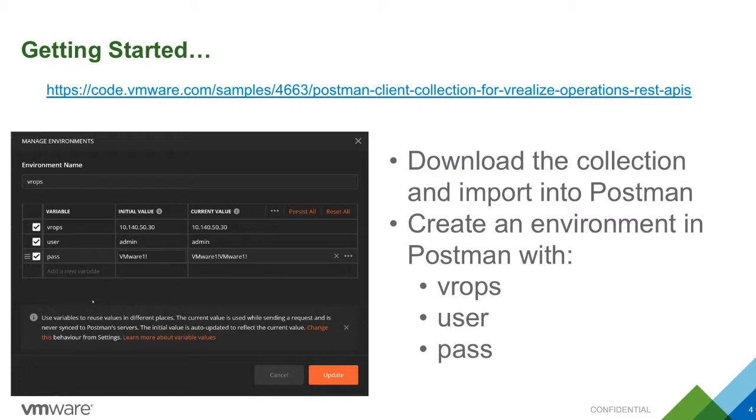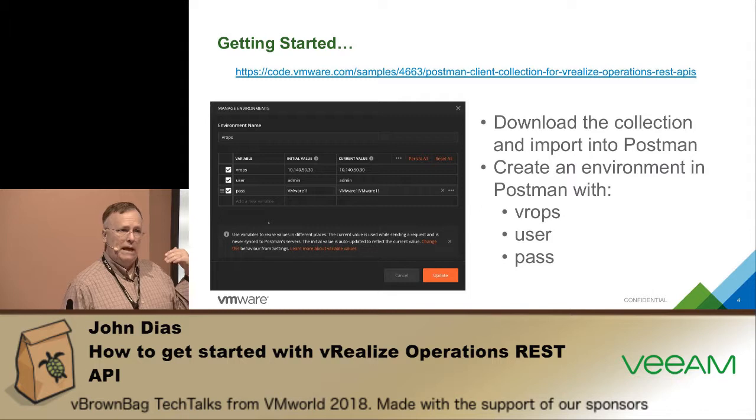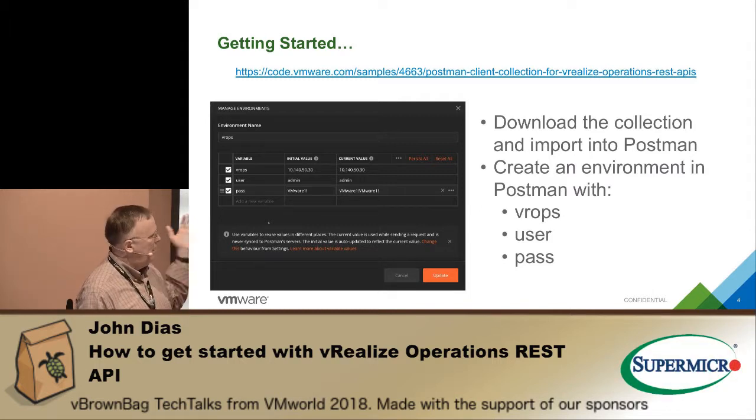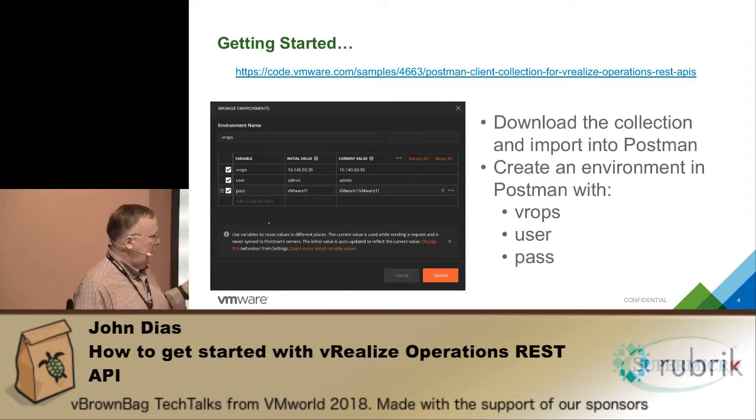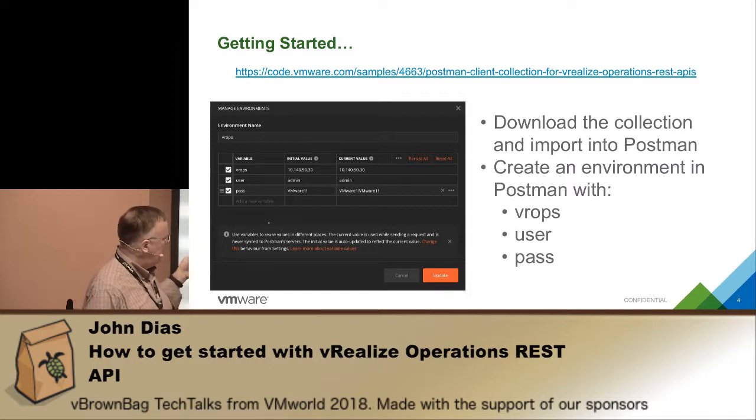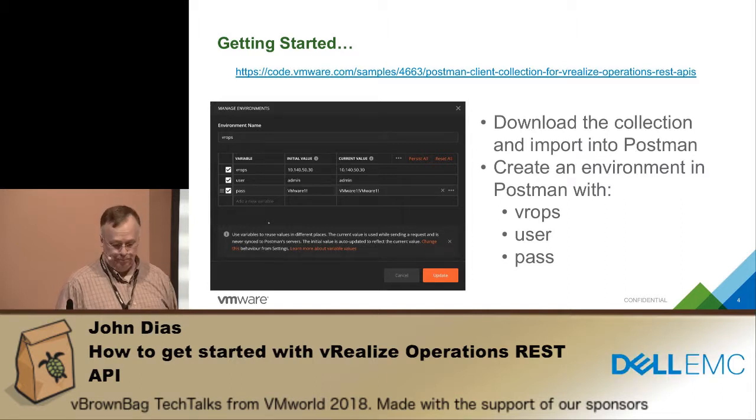But you can download that if you have Postman installed, or you install Postman. You just import that collection in. It's just an XML file. You import it into Postman. And then the other thing that you'll need to do is create an environment, because I make liberal use of variables throughout the samples that I have in there. So at a minimum, to get started, you need an environment that specifies your vRops instance, and then a basic username and password for you to authenticate with to get a token.